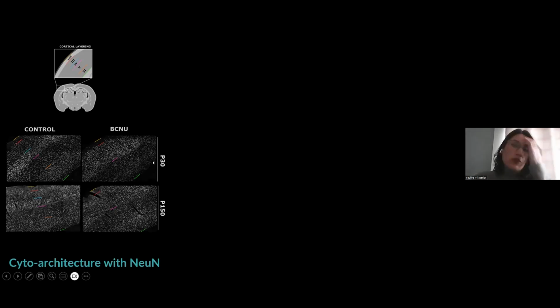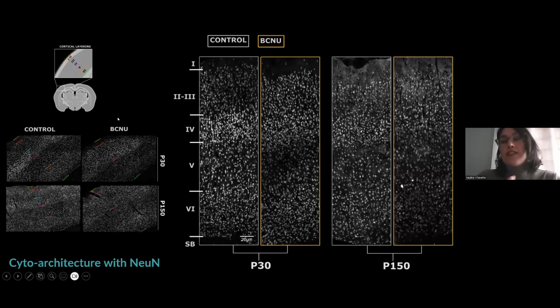Now we look closer at that area, and these differences become a little bit more clear. We see here again the boundary between the deeper layers, and we see that it is not really well-defined, and the same at the superficial layers. We see here 30 days and 150, and the yellow rectangles are the BCNU rats.